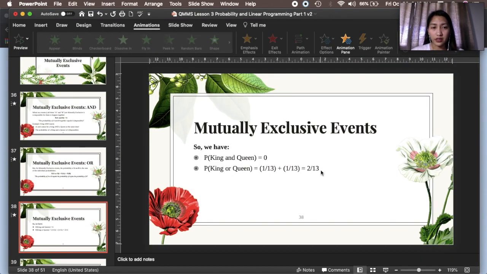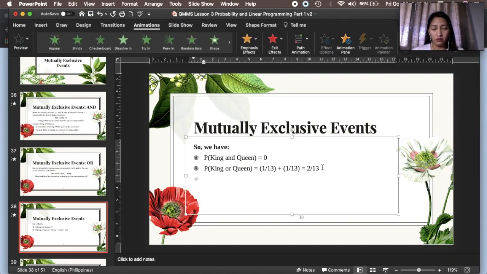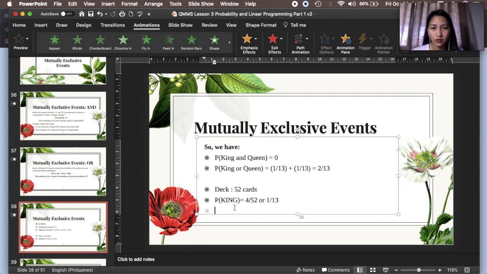So, ganito yan, guys. So, sa isang deck of cards, merong 52 cards. So, the probability of getting a king ay 4 kasi merong 4 na kings. So, that is 4 over 52 or 1 over 13. Kapag yan ay sinimplify mo, yan ay magiging 1 over 13. Ang probability ngayon ng pagkakaroon naman ng queen ay 4 over 52 din kasi merong 4 queens in 52 cards in a deck.